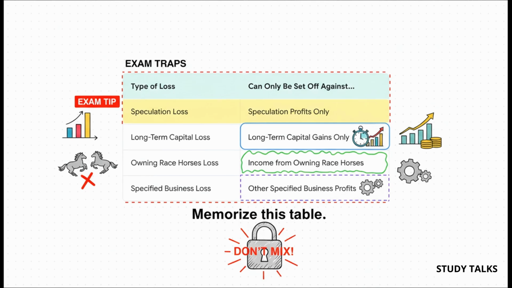And a loss from a specified business under 35AD can only be set off against another specified business profit. The big takeaway here is that these four just don't mix with anyone else. Take a screenshot of this, memorize it. It's going to save you so many marks.